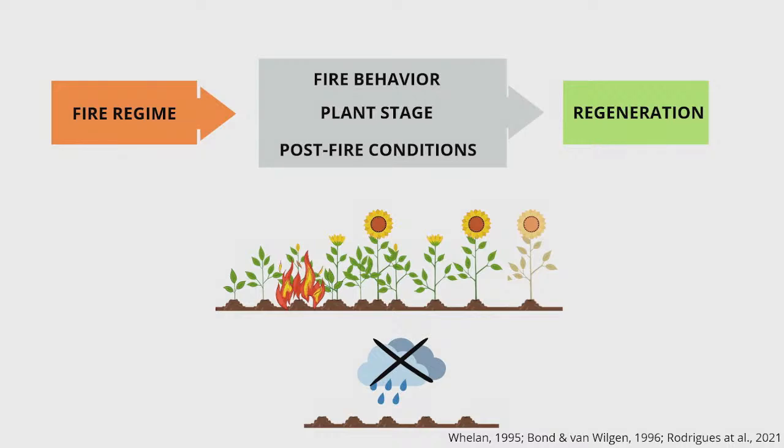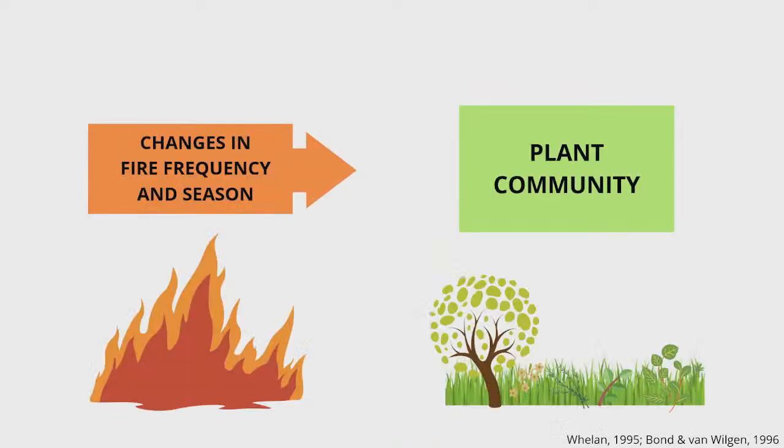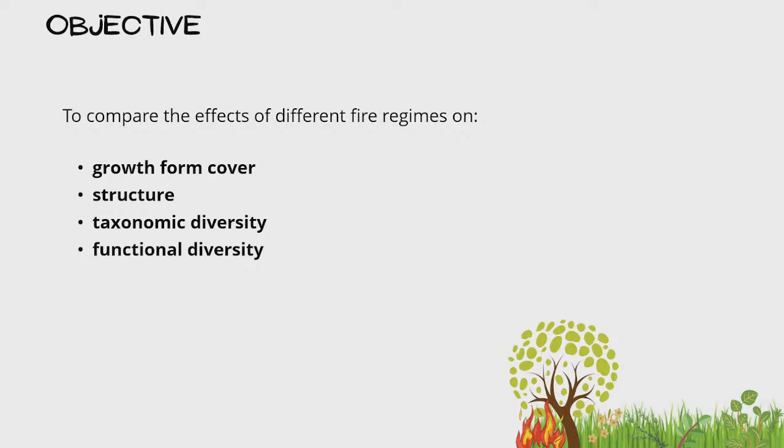Fire regime describes the frequency and seasonal occurrence patterns of fire in a particular location. So fire regime can affect plant regeneration by its influence on fire behavior according to the phenological and growth stage of plants during a fire event, and due to post-fire conditions it imposes on plants, such as water restriction time. So changes in fire frequency and season can affect plant communities. Thus, we aim to compare the effect of different fire regimes on growth form cover, structure, and taxonomic and functional diversity of the herbaceous layer in upper tropical savannas.